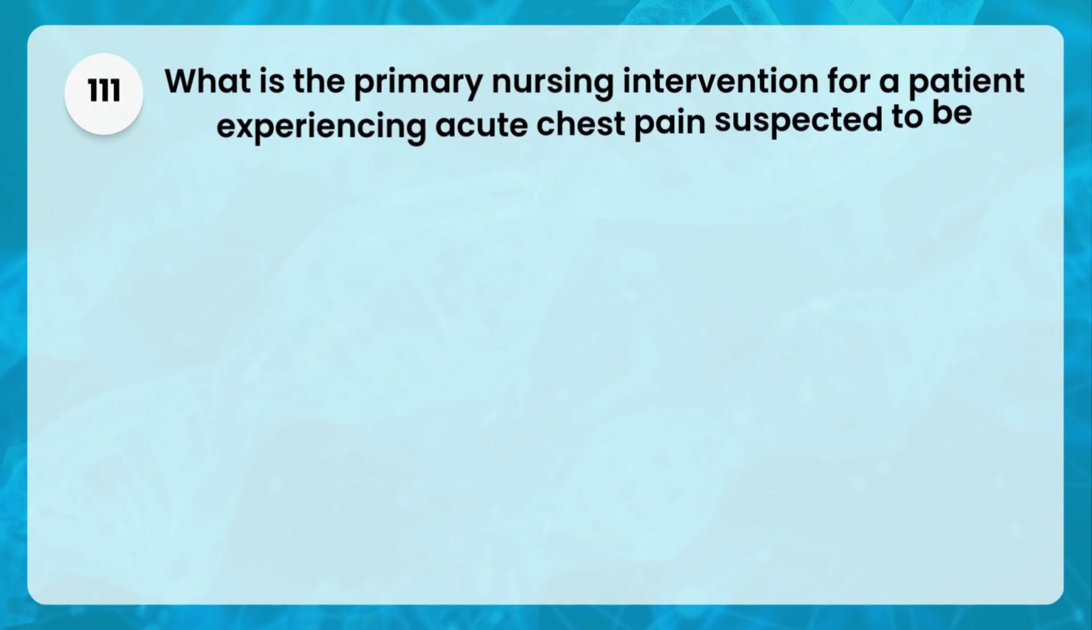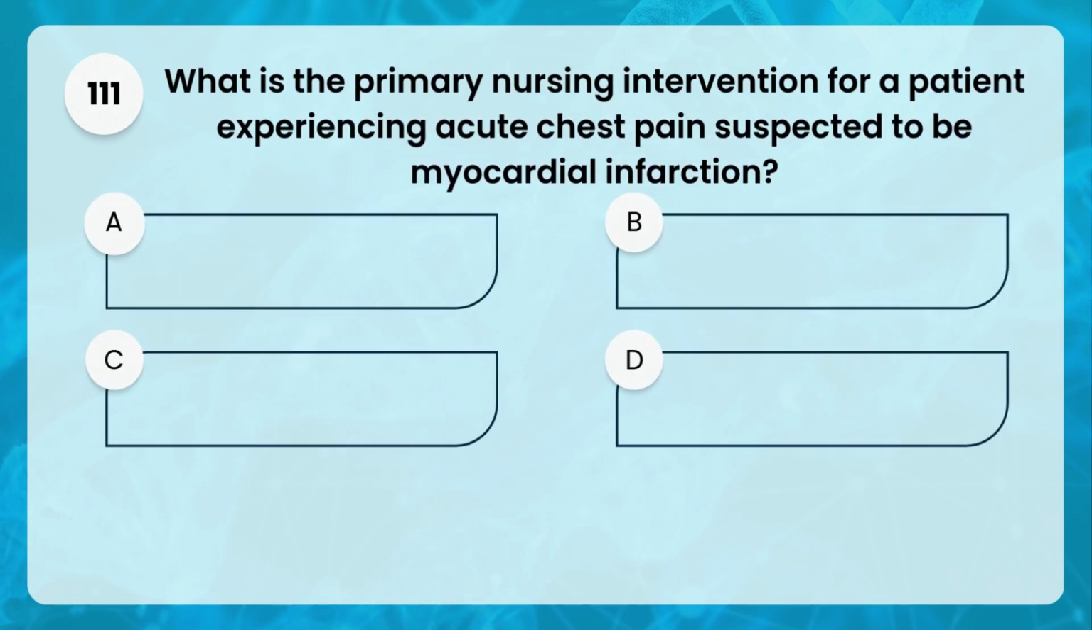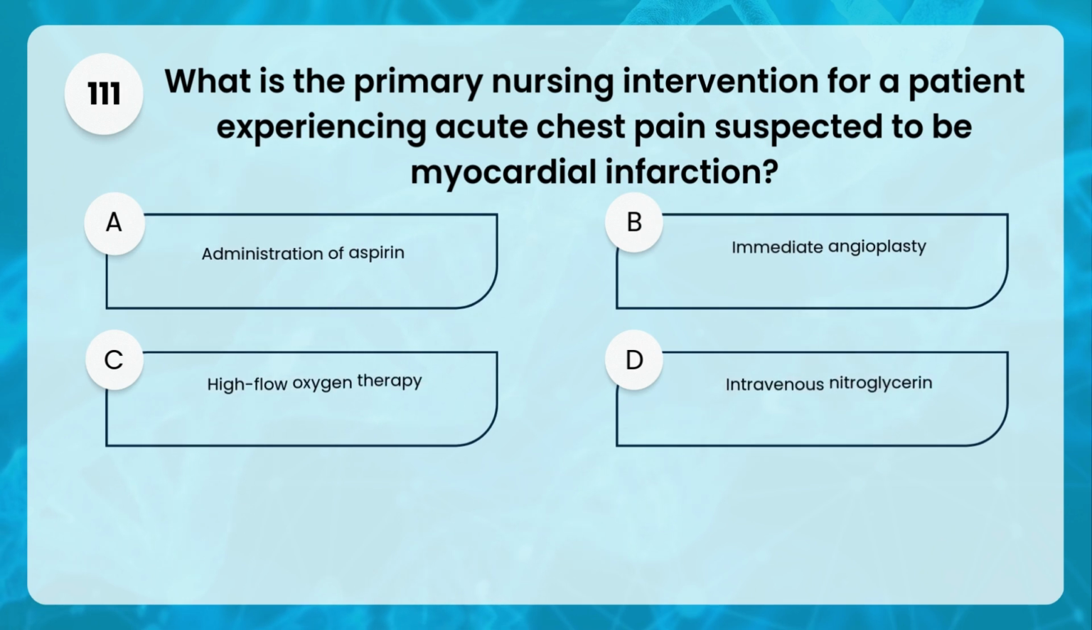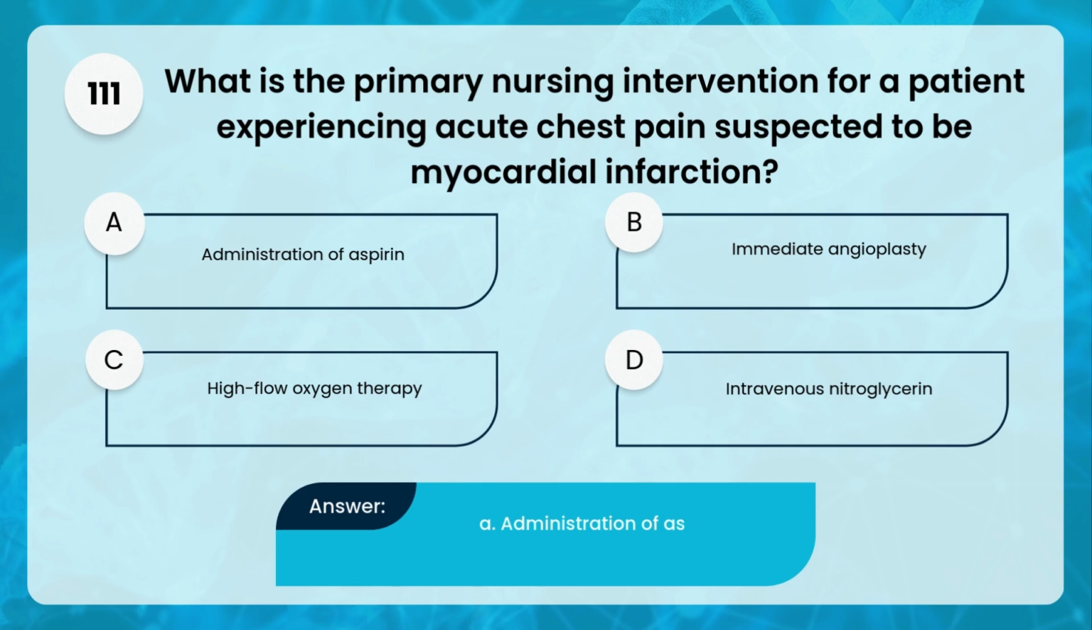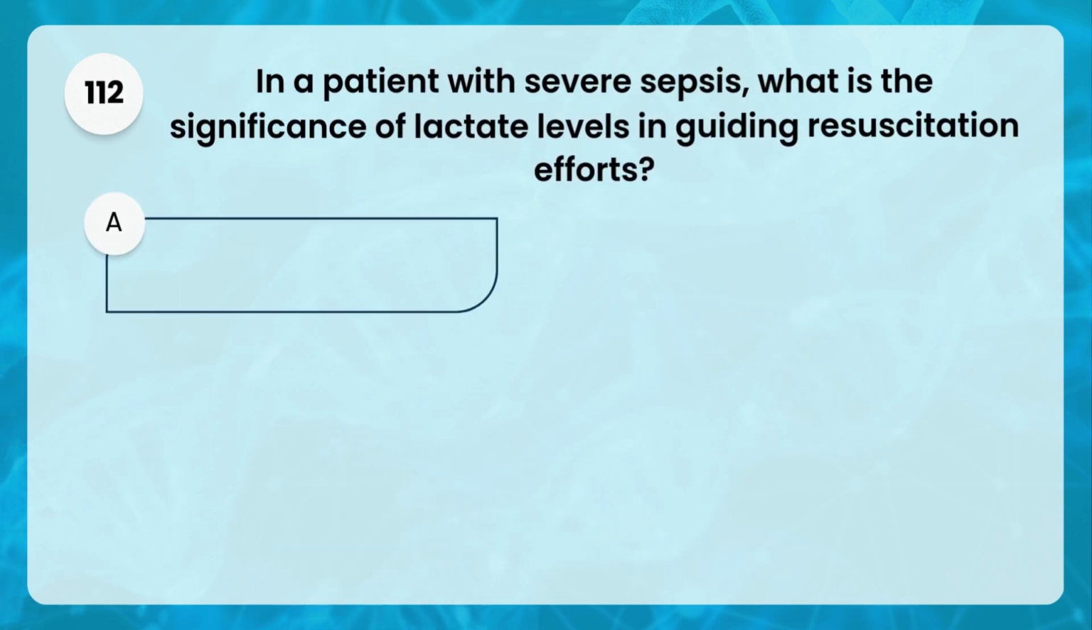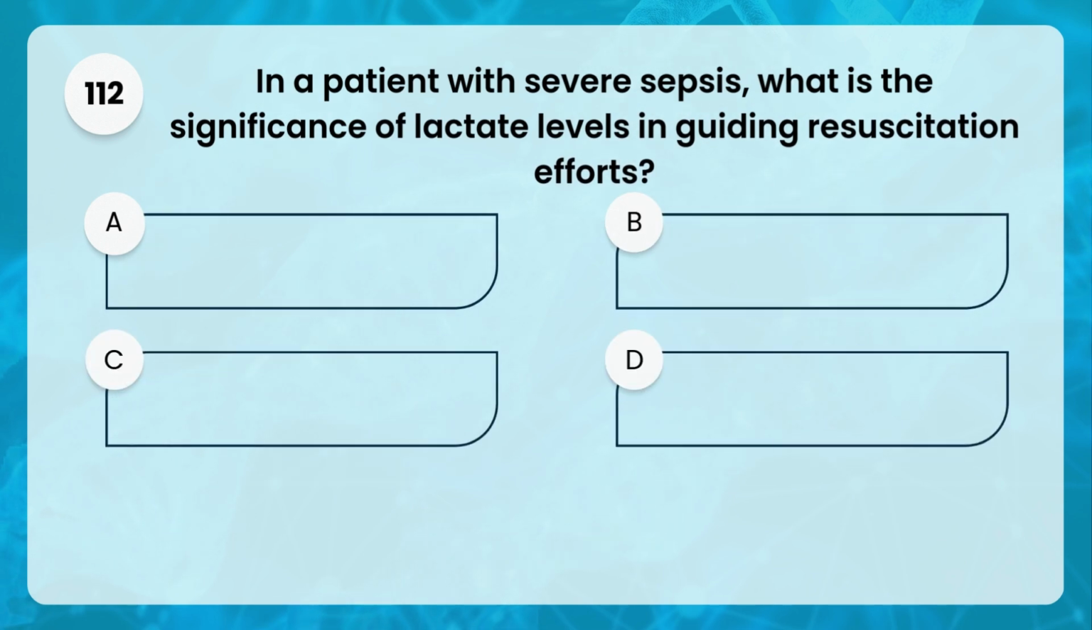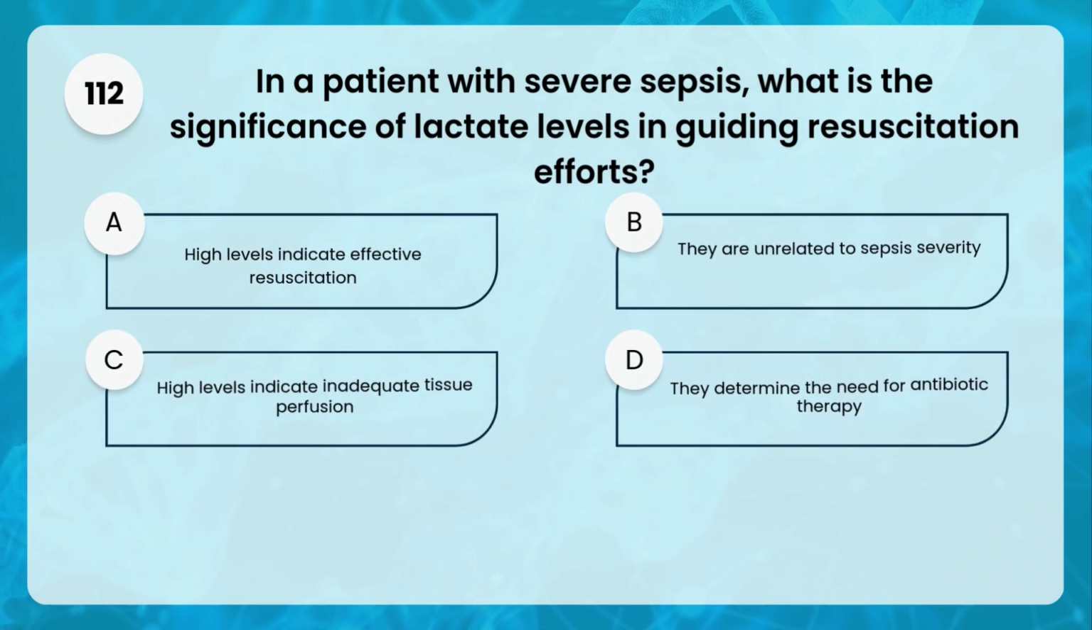111. What is the primary nursing intervention for a patient experiencing acute chest pain suspected to be myocardial infarction? A. Administration of aspirin. B. Immediate angioplasty. C. High-flow oxygen therapy. Or D. Intravenous nitroglycerin. The answer is A. Administration of aspirin.